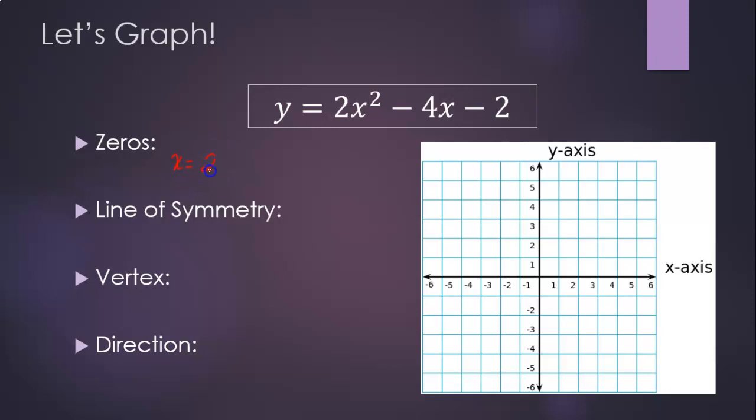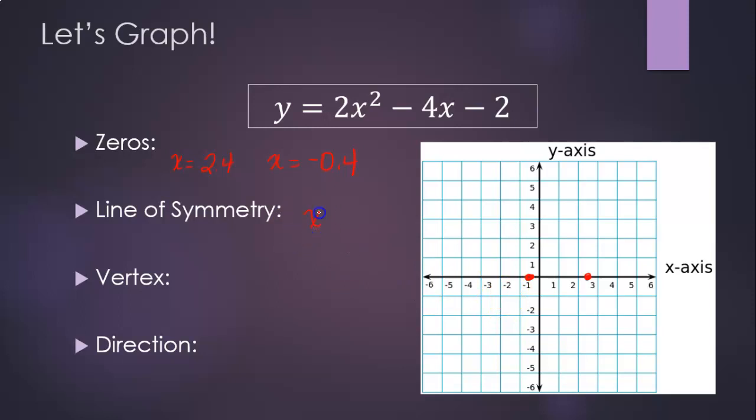When we left, we had used the quadratic formula to find our zeros and had found that they were positive 2.4 and negative 0.4. So when we graph these, we don't have to be exact. Positive 2.4 would be about halfway in between 2 and 3, and negative 0.4, that's close to negative 0.5, so that's about halfway between 0 and negative 1.